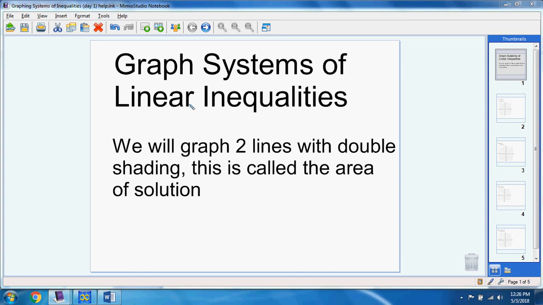All right, ladies and gentlemen, today we are doing systems of linear inequalities, which means, as it shows up right there, we're going to be graphing two lines, so two inequalities. It might be two solid, two dashed, or one of each. And we're going to have double shading. It says right there, this double shading is called the area of solution. So with your highlighter, we're really going to focus on that area of solution. What that means, again, is that whatever points are in that area of solution would be true for both inequalities, both lines. So we're going to do 4 together on your worksheet.